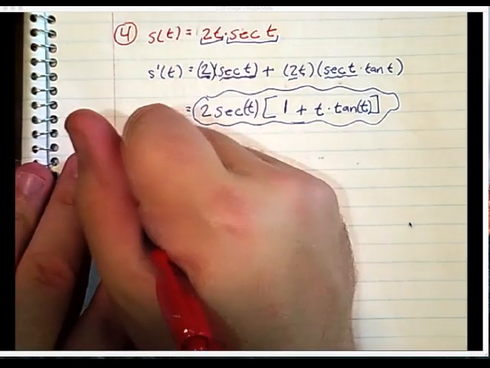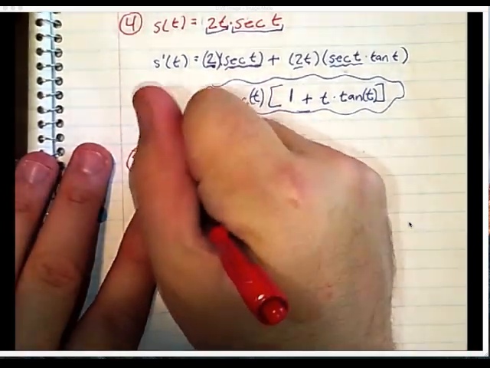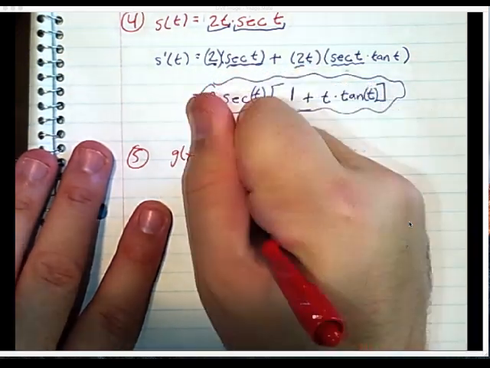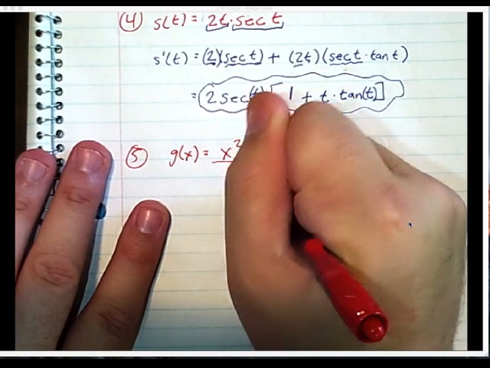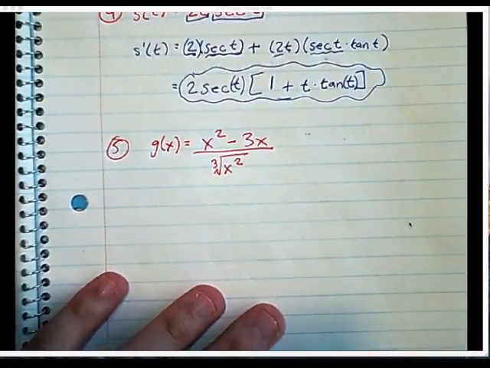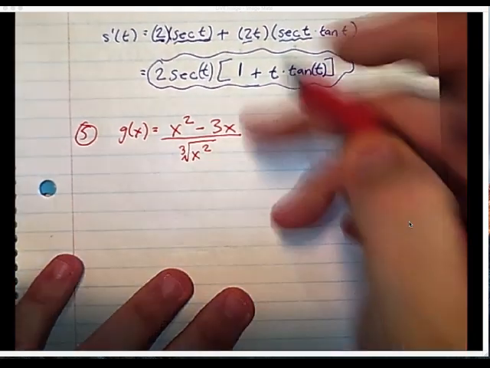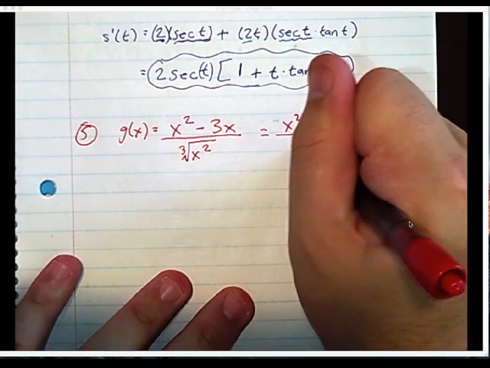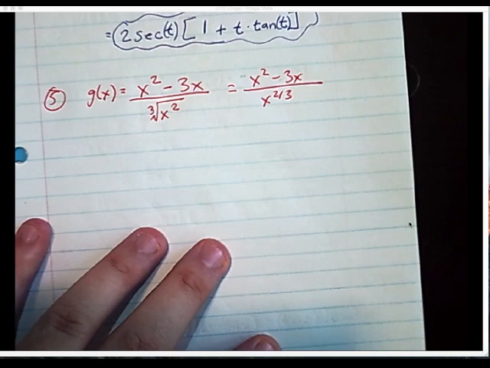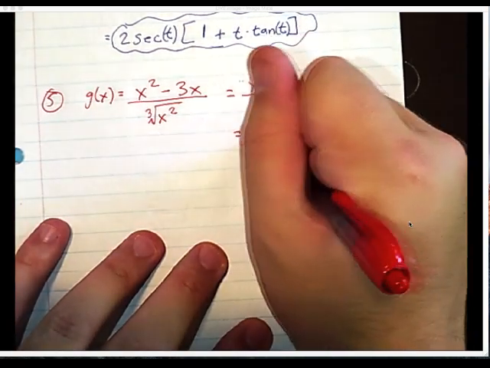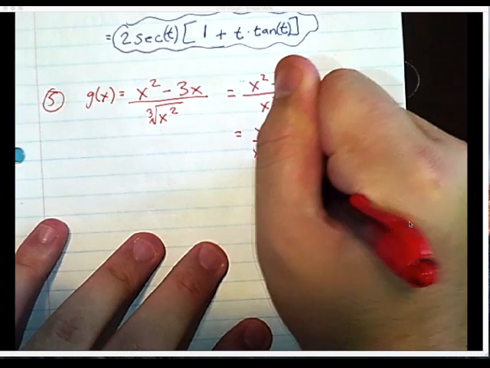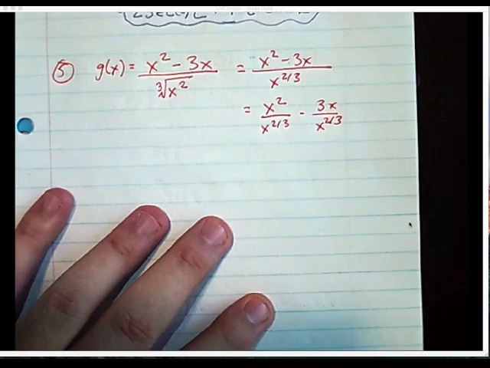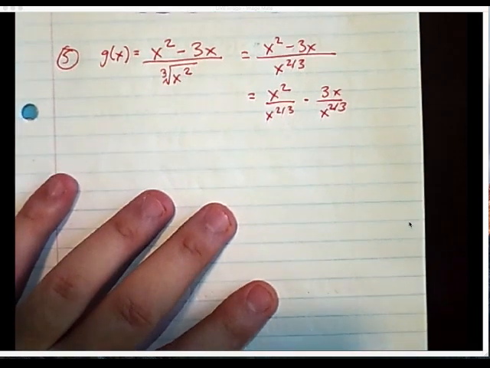Okay, now number 5. Number 5 looks really hard, but it's not as hard as you think it is. So it says x squared minus 3x all over the cube root of x squared. Now before you try to use the quotient rule, let's write this differently. Let's write it as x squared minus 3x over x to the 2/3 power. Well, why do I want to do that? Because now I can take each term in the numerator and divide it by the entire denominator. But the only entire denominator is just x to the 2/3 power. Okay. Why is that more beneficial?